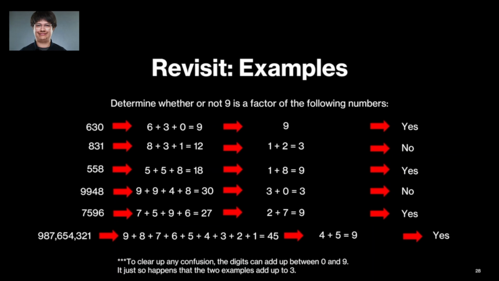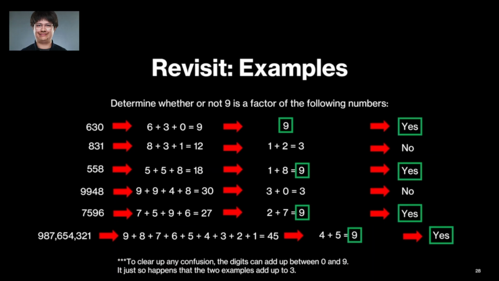And then again, 7,596. We got 27, so 2 plus 7 gives me 9. For our very large number, we got 45, so 4 plus 5 equals 9. Do you notice anything about the answers where 9 was a factor versus when it wasn't?